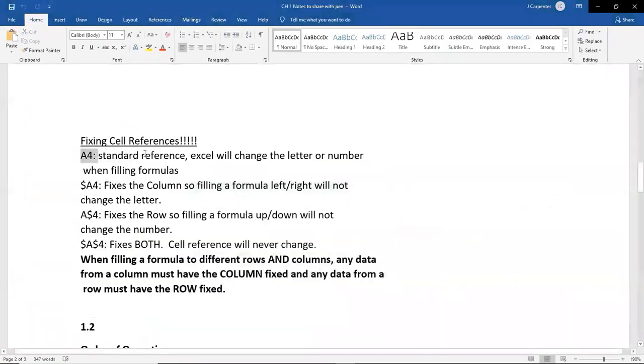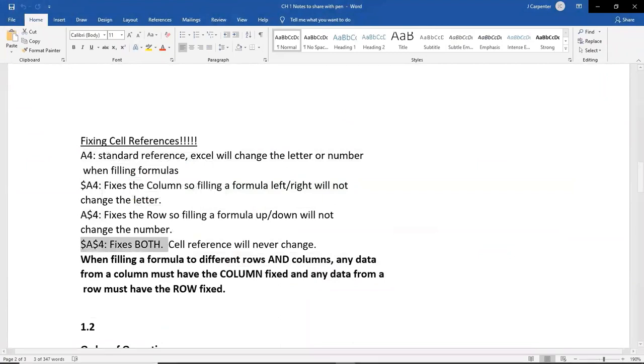No cash symbols means the box, the blue, red, whatever color box for the formulas, when you use a cell reference, they can move however they want to. Putting a cash symbol in front of the letter makes it so that it cannot move left or right. Putting a cash symbol in front of the number makes it so you can't move it up or down. Putting a cash symbol in front of both of them fixes both. It means that red or blue box will not move at all.